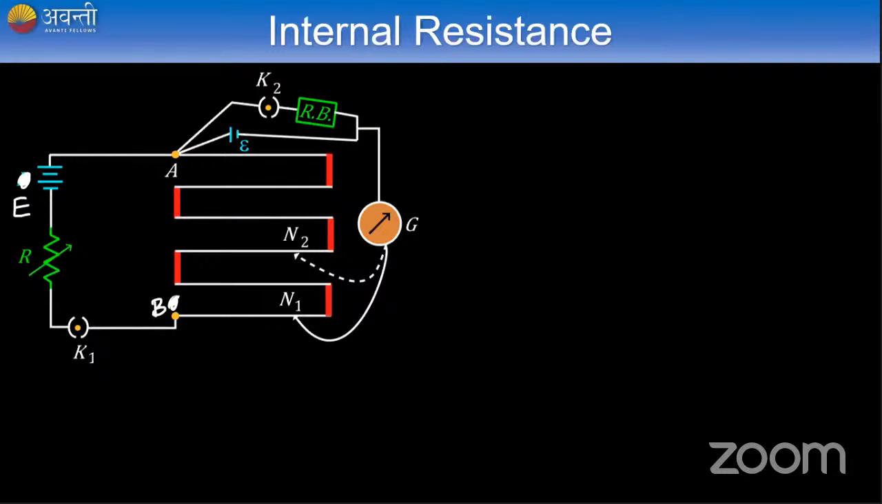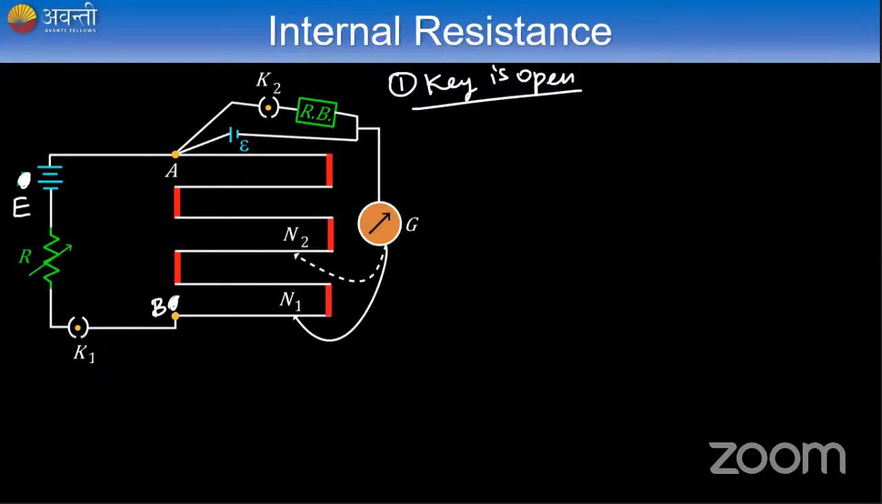Here, instead of two cells. So initially the key will be open. So first case, the key is open. Now I'll slide my galvanometer, I'll slide my jockey. What value will I get? So first case, my key is open.